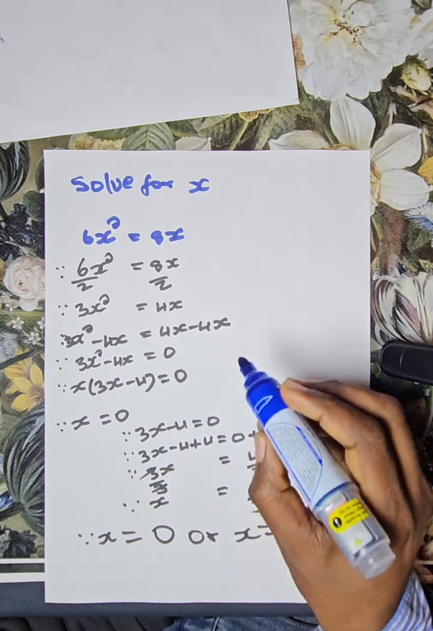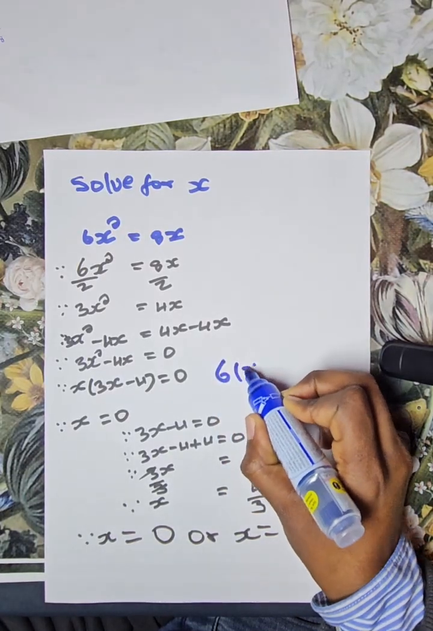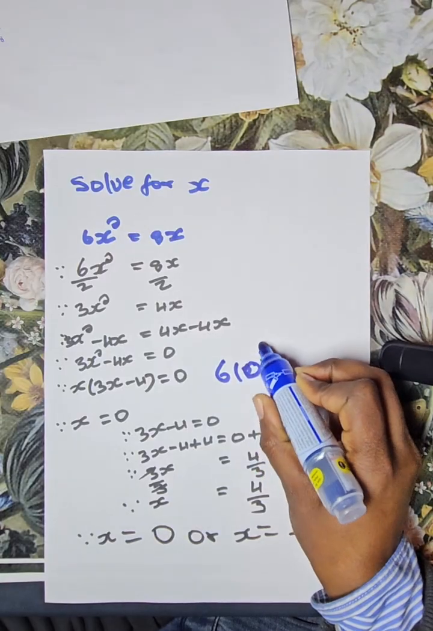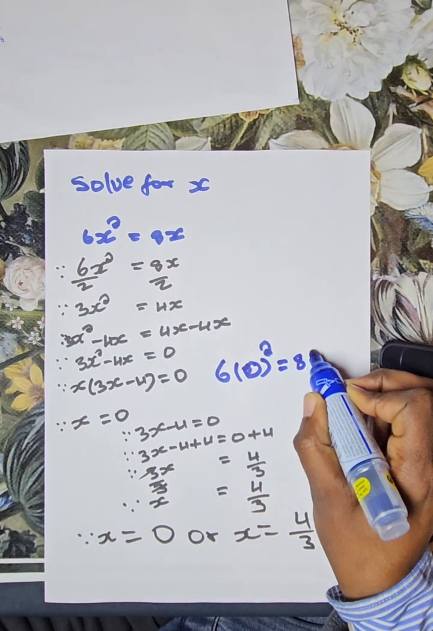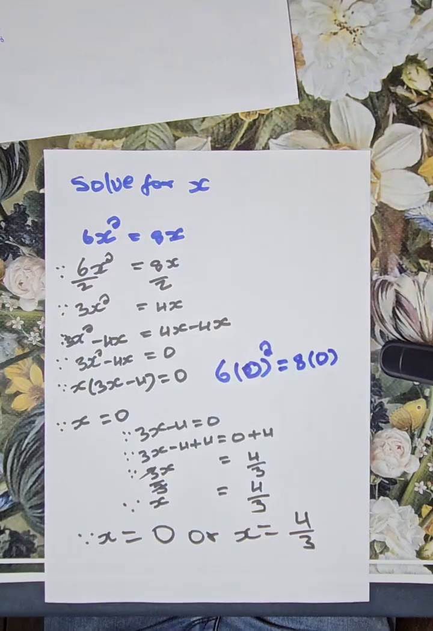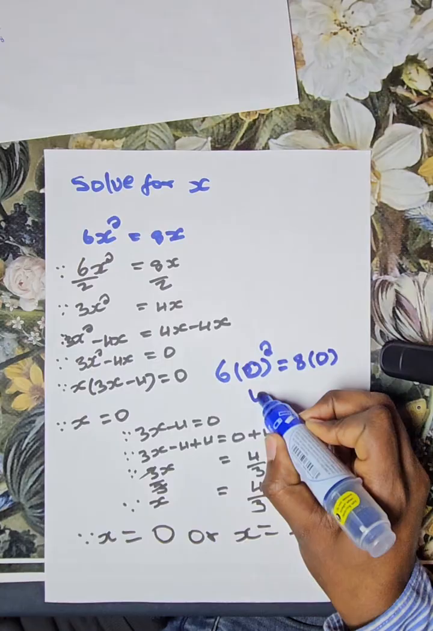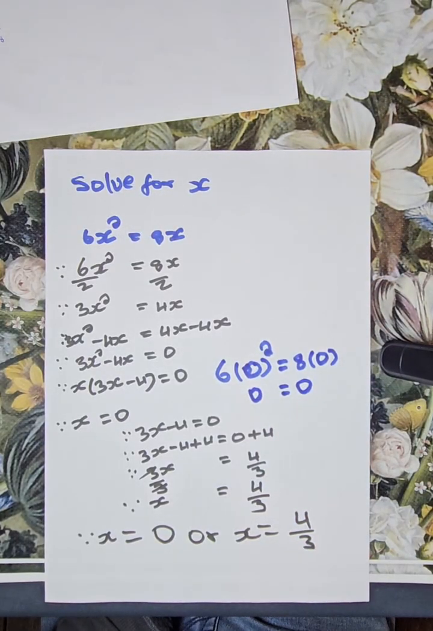So now we take the 6x squared and put in place of x 0, and then we square, and we say equal to 8 times, in place of x, let's put 0. Now we know any number multiplied by 0 gives us 0. We therefore end up with 0 equal to 0. Therefore the solution x equal to 0 is valid for our equation. Okay, let's check the second, 4 over 3.